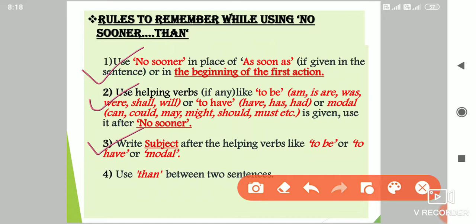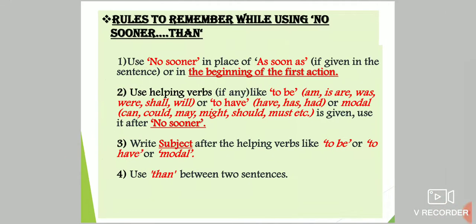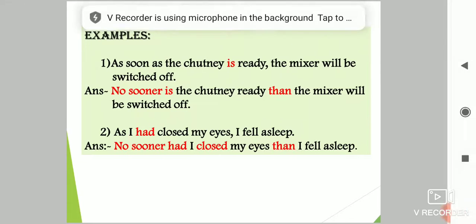And the next or last saying, use than between two sentences, that you know very well. It is for connecting two clauses we use than. Here also it has been observed students commit mistakes and they write then. We have to write than, not then. That is correct. Now see examples. For this particular rule, you have to understand by the examples.